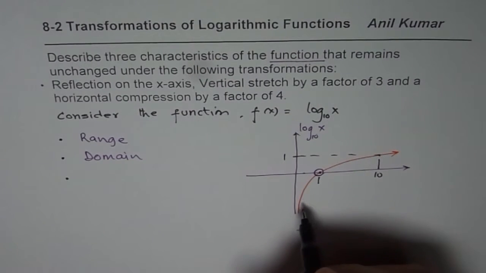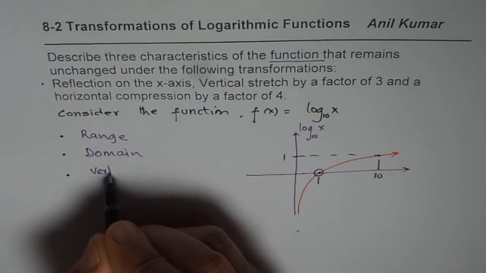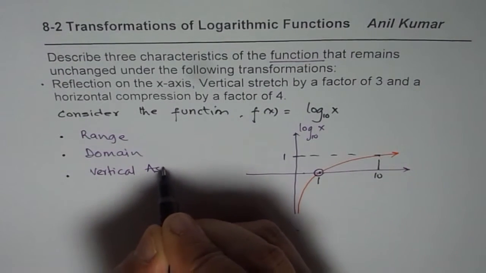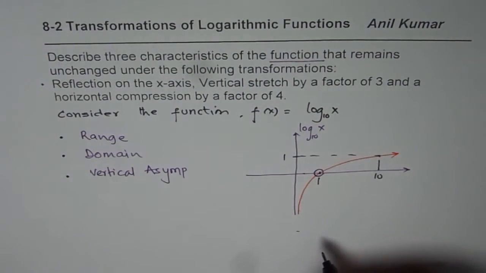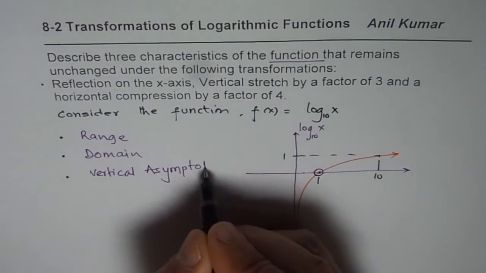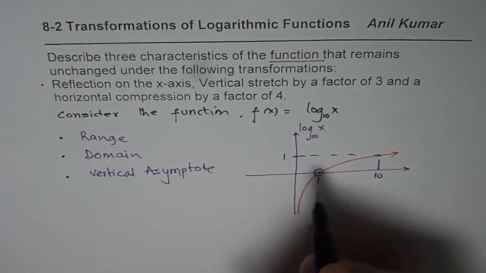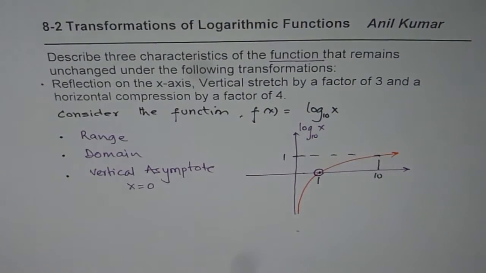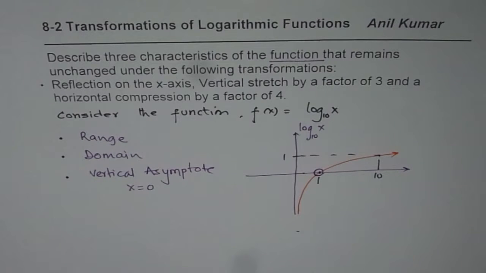Well, the third characteristic here is the vertical asymptote. So the vertical asymptote for this function or any logarithmic function will remain the same if these three transformations are performed, and that is x equals 0. Do you get the point? So that is the third characteristic which is not going to change if I reflect or stretch vertically and or horizontally any logarithmic function, right? Any logarithmic function. As an example, I took log to the base 10 of x as my basic function, but it is true for any logarithmic function.